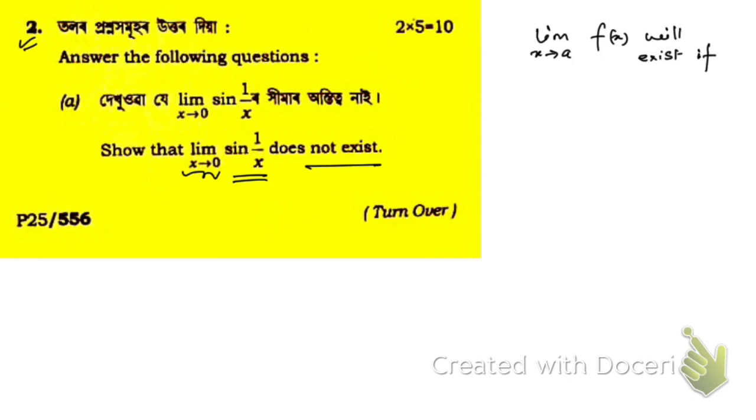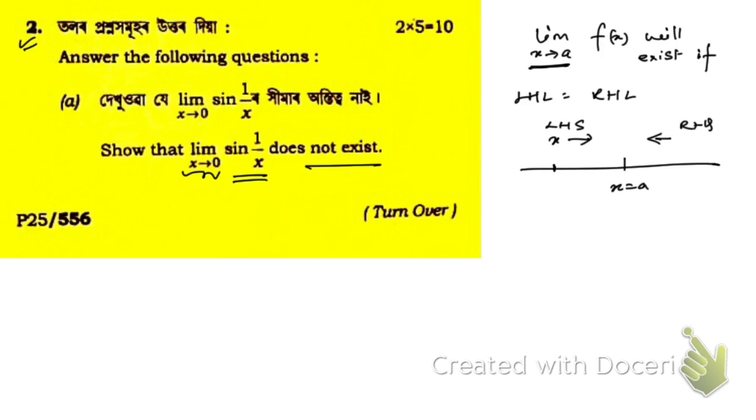will exist if left hand limit is equal to right hand limit, right? So how to find the left hand limit? Now you see, the meaning of left hand and right hand limit: what do you mean by x tends to a? This point is suppose x is equal to a. X tends to a means the value of x tending towards a, it may be from left hand side and it may be from right hand side.